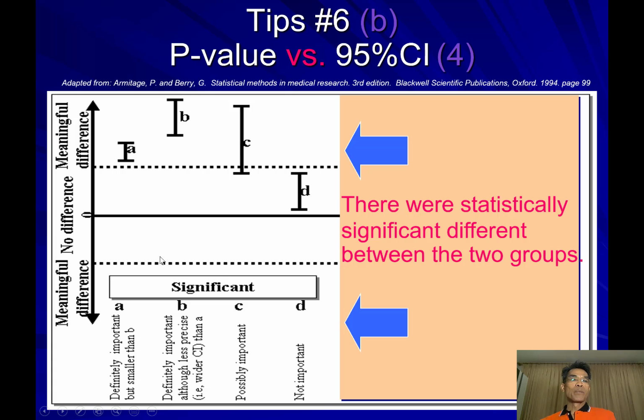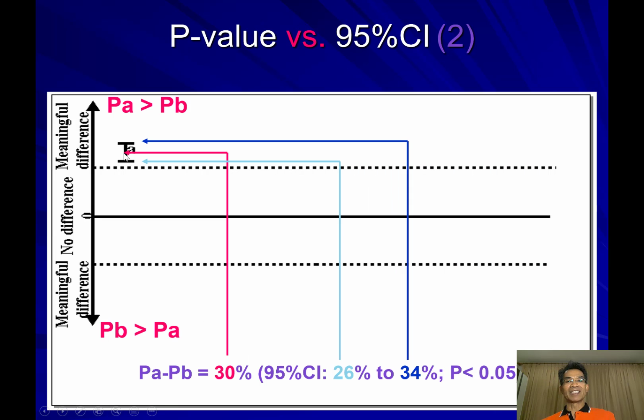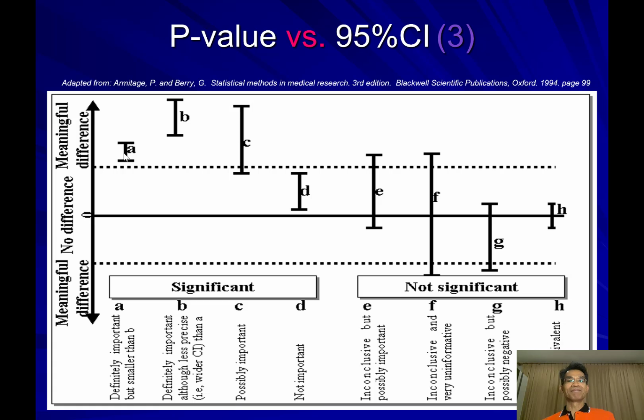In this scenario, the conclusion is that it is okay to recommend using drug A in the place of drug B, because at worst drug A has about a 26% greater cure rate than drug B, from our example here.